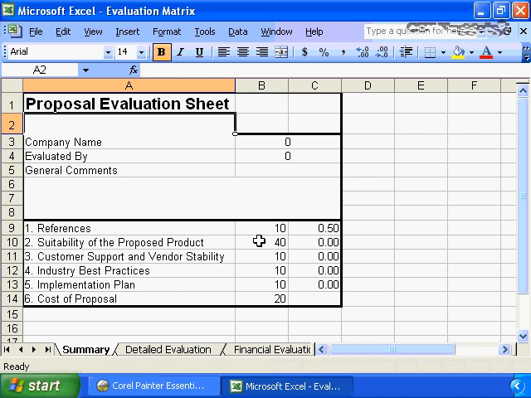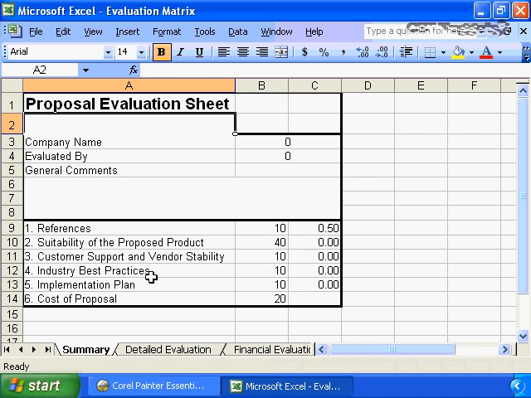So here we're seeing our total score from references has been brought forward, and we're giving references a 10 out of the total evaluation criteria, where these rank up to 100. Suitability of proposed product is going to rank a 40. Customer support and vendor stability gives an overall scale of 10. Industry best practices gives an overall scale of 10, and so on.